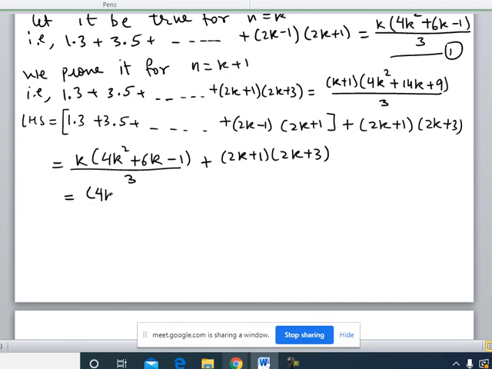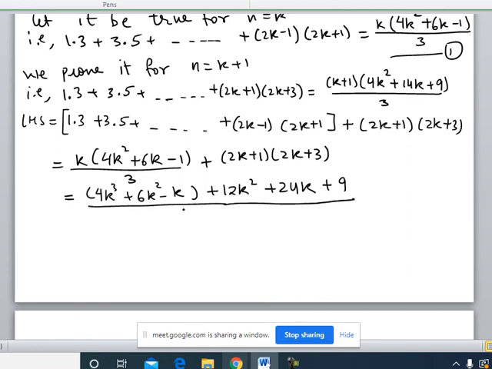See, we get 4k cube plus 6k square minus k, and then 3 multiplies with the product of these two. When 2k multiplies with 2k, we will get 4k square, and then 3 will also multiply with it. So we get 4 into 3, that comes out to be 12k square. Then 2k into 3 is 6k and 1 into 2k is 2k. So 6k plus 2k will become 8k. Now that 8k will multiply with 3, so it becomes 24k. And what is the constant here? 1 into 3, which is 3, and that 3 multiplies with 3, so we get 9. So this entire term is getting divided by 3.